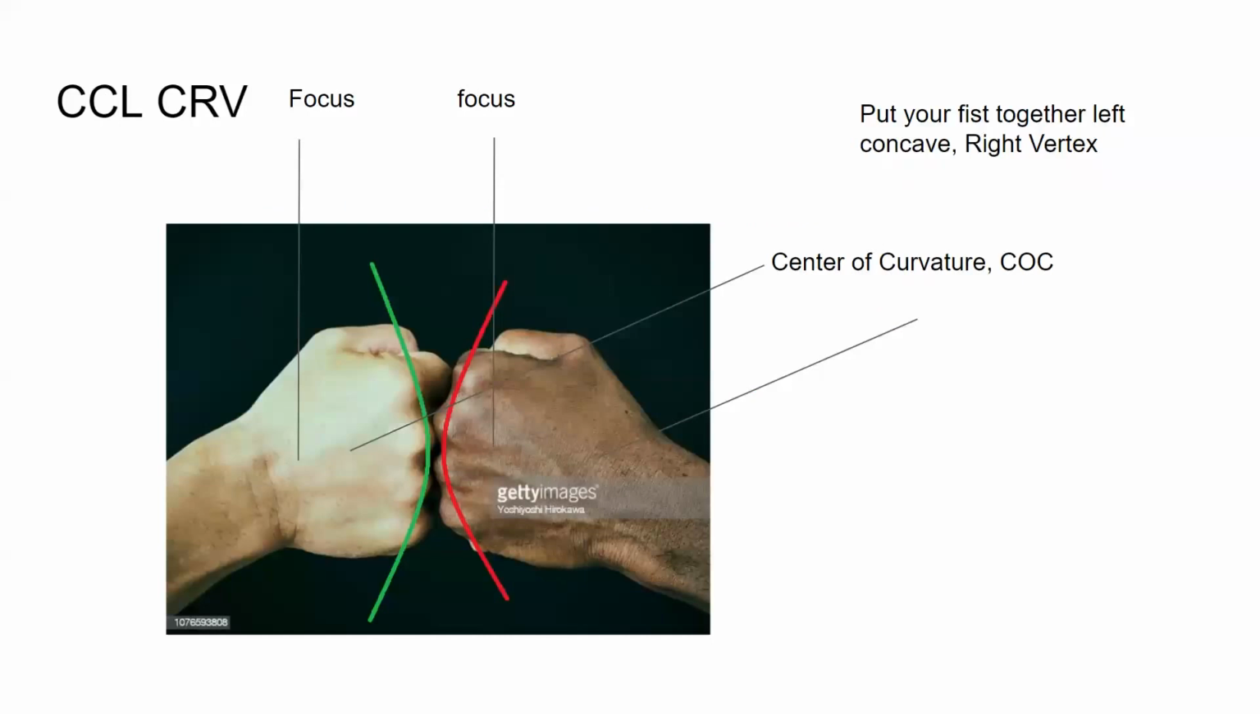A better way that I found helped is if you imagine two fists locking into each other. The left one will form a concave lens, whereas the right one will form the convex lens. And I labeled the center of curvatures and the focuses for each section. Again, convex right vertex and concave caves left.